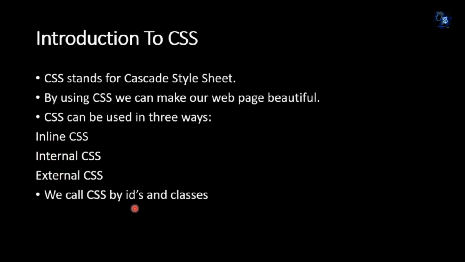We apply CSS by IDs and classes. Suppose you have created 4 paragraphs and you want to apply color to only one paragraph. By creating an ID or class, you can apply CSS to only one paragraph. Later I will discuss IDs and classes and how to use them.